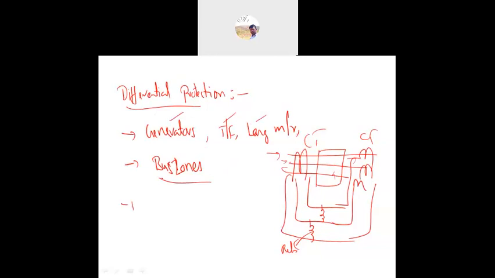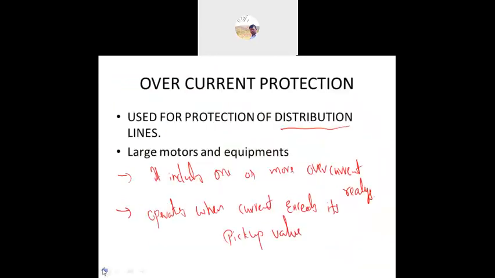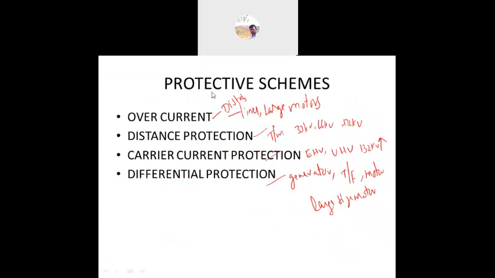Let me recap what we have discussed. We talked about the protective schemes: overcurrent protection, distance protection, carrier current protection, and differential protection.